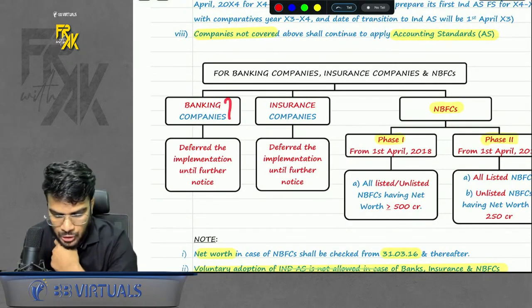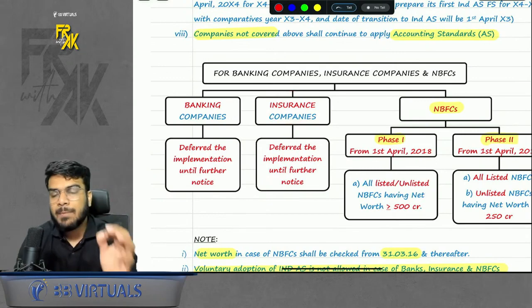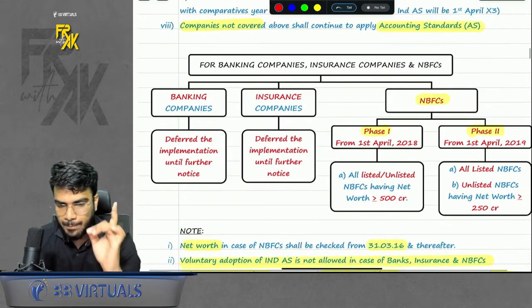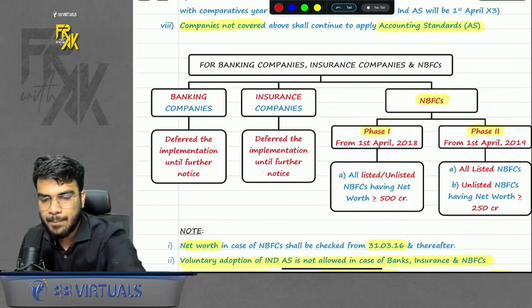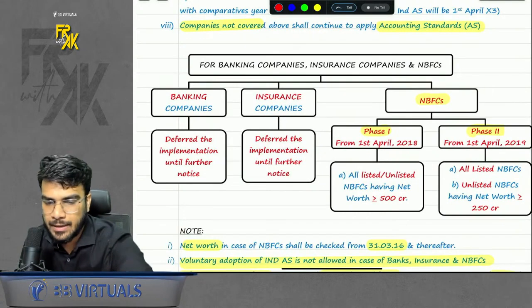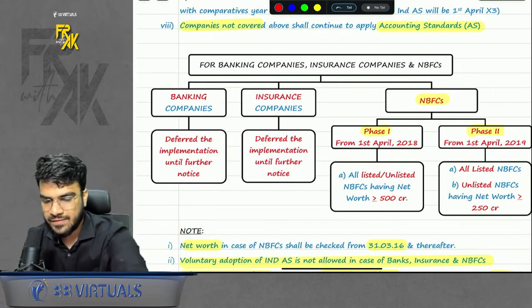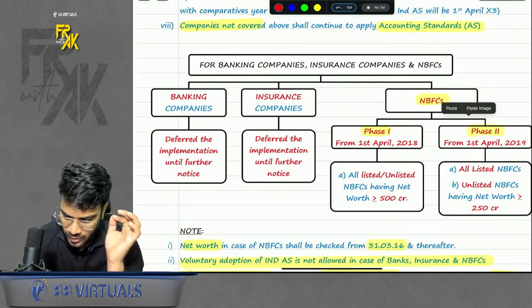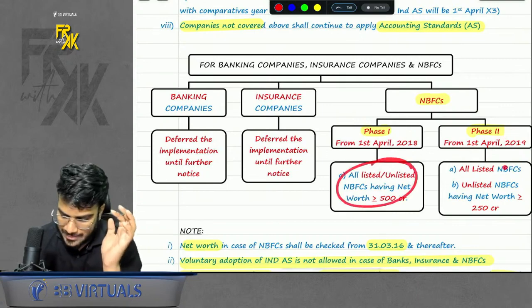If you are a banking company or insurance company, the implementation has been deferred, right? For NBFCs, there is no voluntary application of IND AS. There is only mandatory application of IND AS. And how do we check the mandatory part? It again has 2 phases, phase 1 and phase 2, right? Phase 1 starts from 1st April 18, phase 2 starts from 1st April 19. The criteria is the same as for companies.